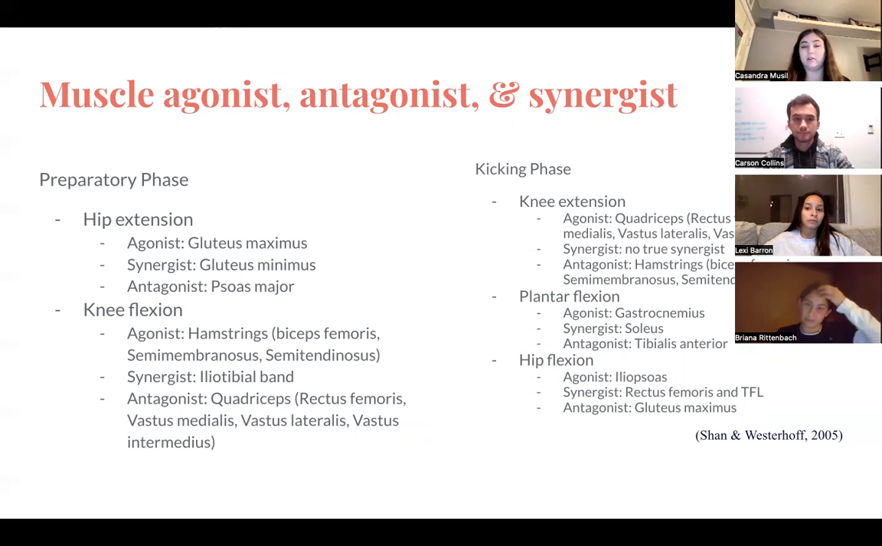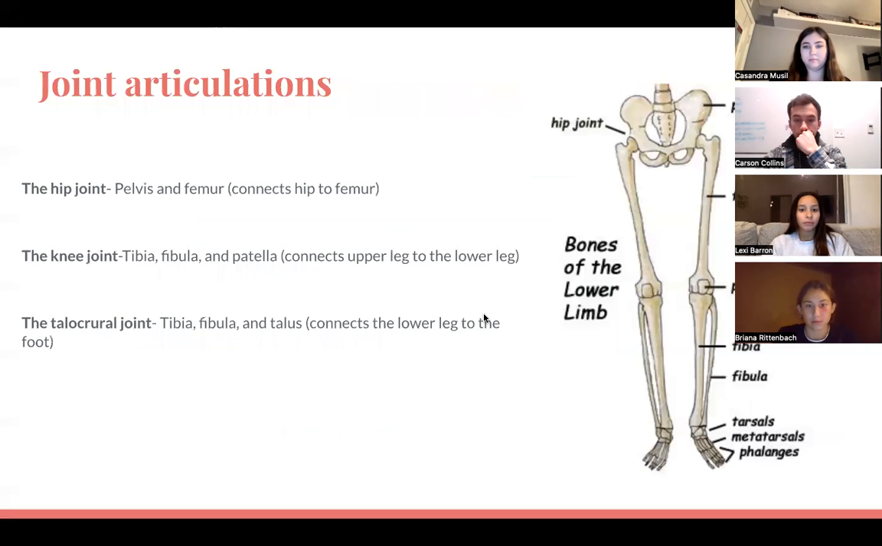For the kicking phase, to perform knee extension, the agonists are the quadriceps muscles again. The synergist does not exist because it is an open kinetic chain movement. The antagonist is the hamstrings. To perform plantar flexion, the agonist is the gastrocnemius, the synergist is the soleus, and the antagonist is the tibialis anterior. And for hip flexion, the agonist is the iliopsoas. The synergists include the rectus femoris and TFL, and the antagonist is the gluteus maximus.